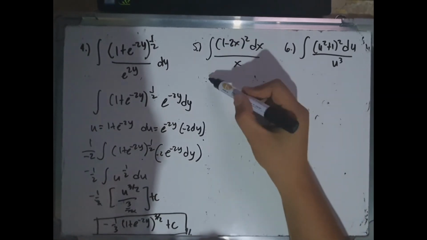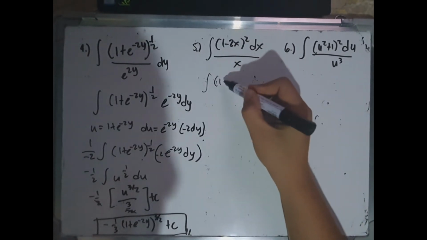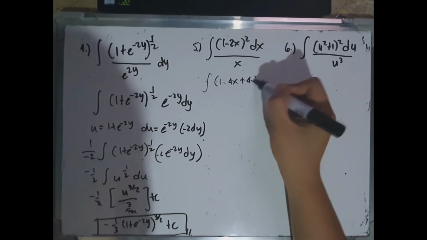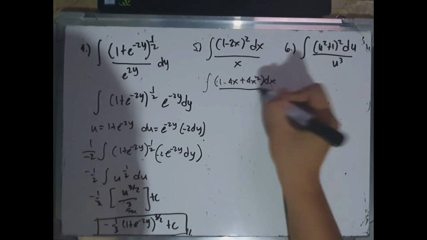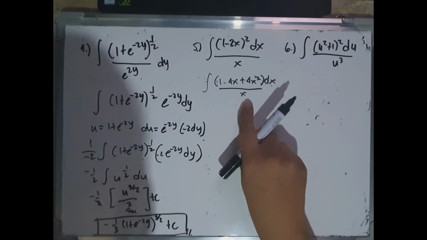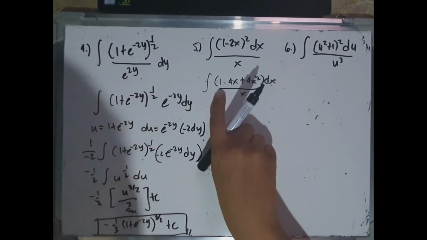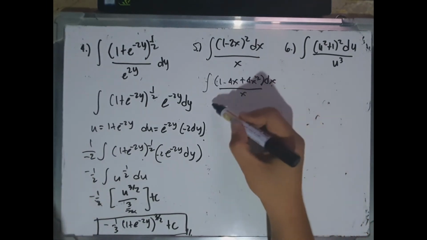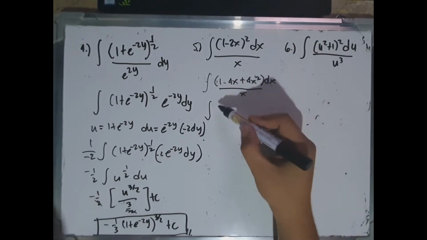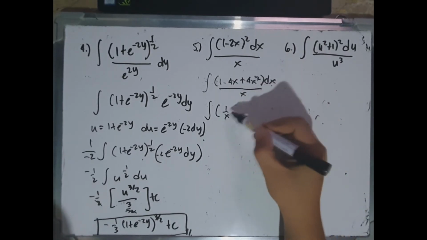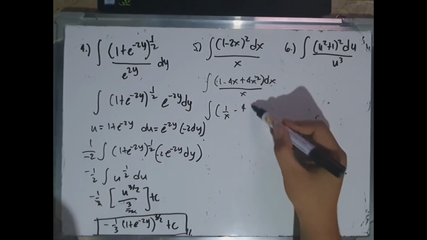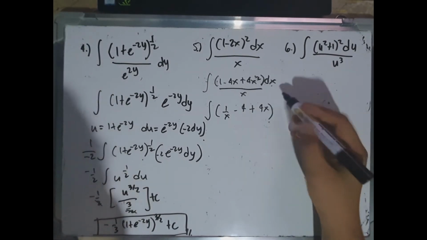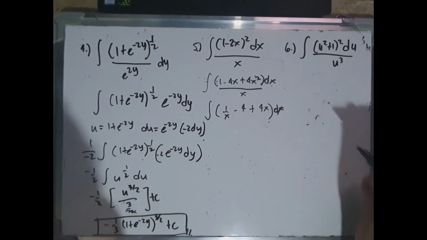Okay, so this is equivalent to 1 minus 4x plus 4x squared dx over x. We could distribute, or split, the x to all our terms for the numerator. So let's have 1 over x minus 4 plus 4x, and everything is quantity multiplied with dx.